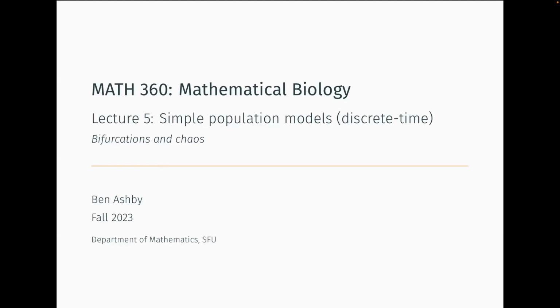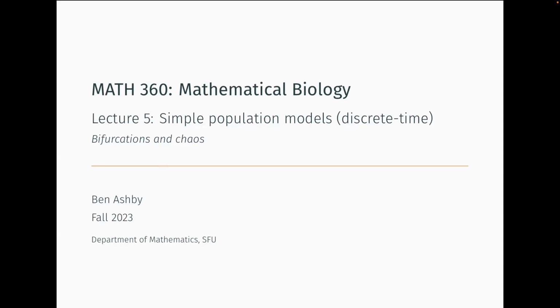Okay, good morning, everyone. Today we're going to be carrying on our exploration of simple population models in discrete time. And the other day we looked at the logistic growth model and we did some cobwebbing, a geometric technique to analyze that model. And we saw that as we increase the intrinsic growth rate of the population, things started to get a little bit crazy around our carrying capacity.